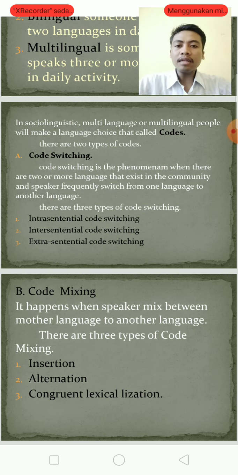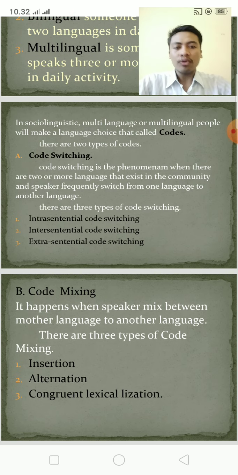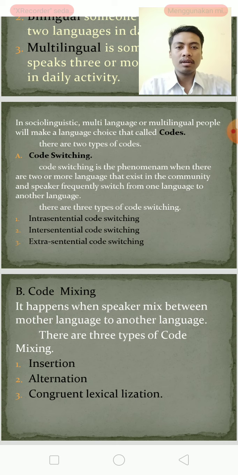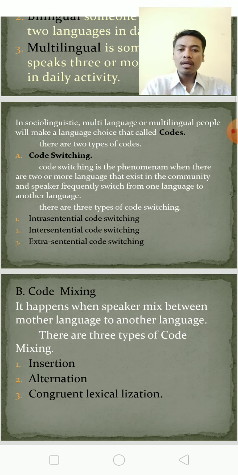And then the other type of code is code mixing. It happens when a speaker mixes their mother tongue with another language. Me, Rozi, I have Sasak as my mother tongue, and another language can be Indonesian or English and so on. It's the same as code switching: code mixing also has three types. The first is insertion.